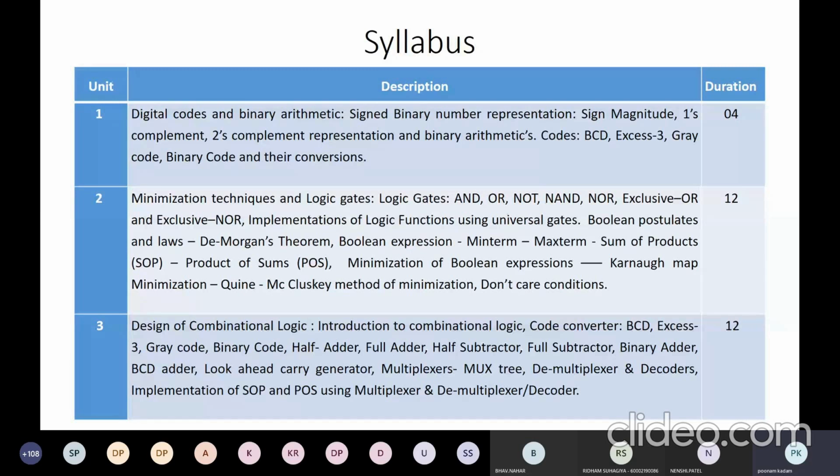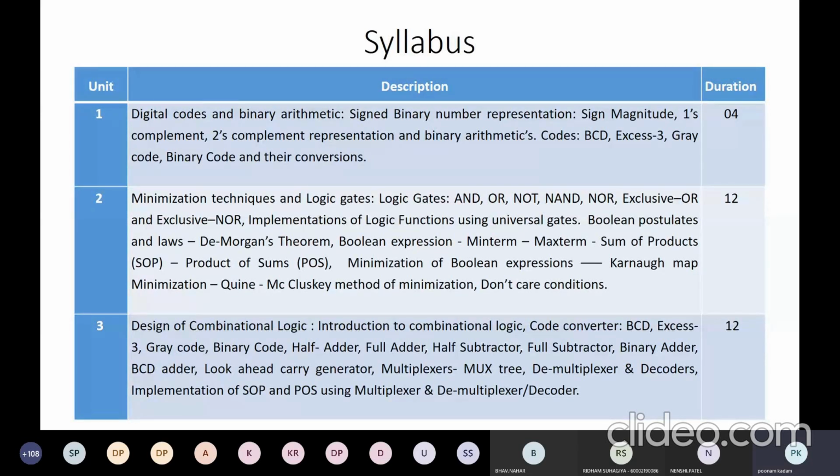But the experiments will be conducted in a simulation tool. Okay. And the approach that I'm going to use to conduct the lab is, I will first of all explain to you the software, how to use the software, and I will show you how to design the circuit using the software and how to see the output as well. Okay.